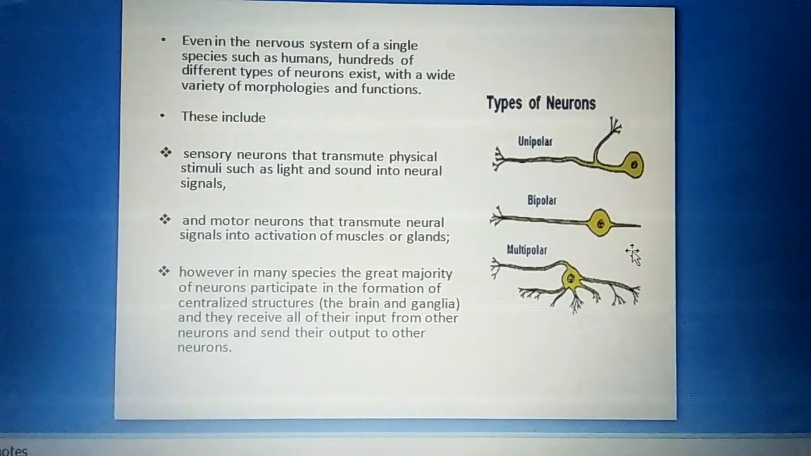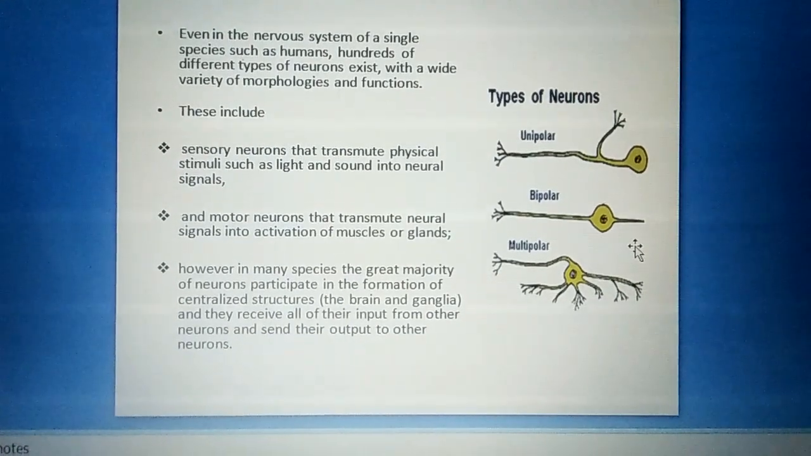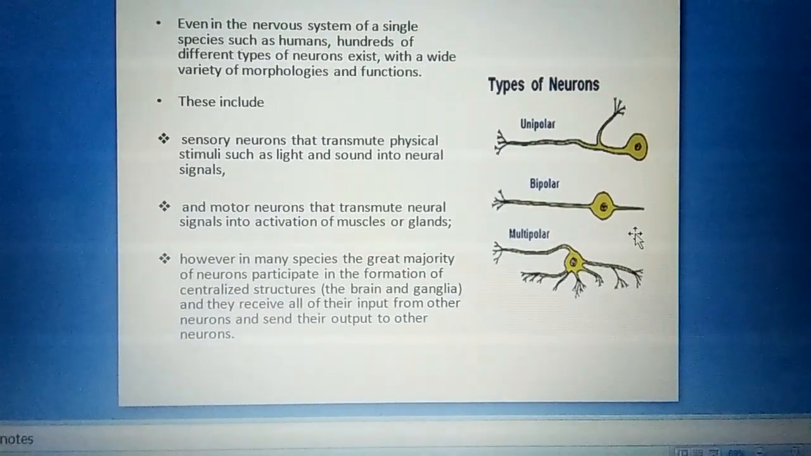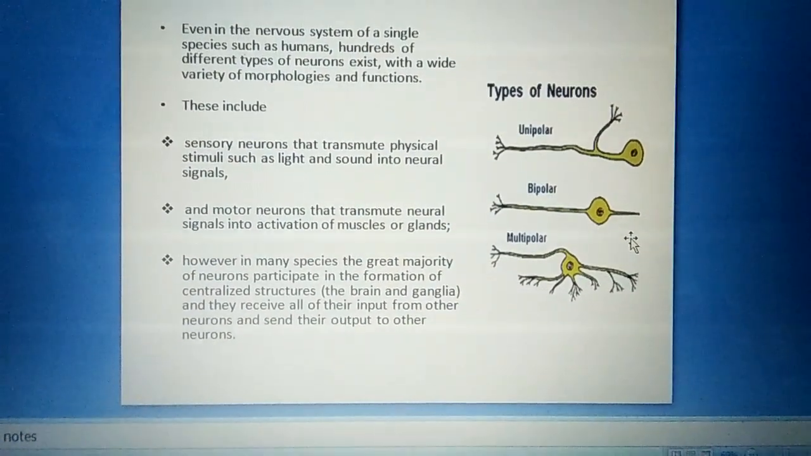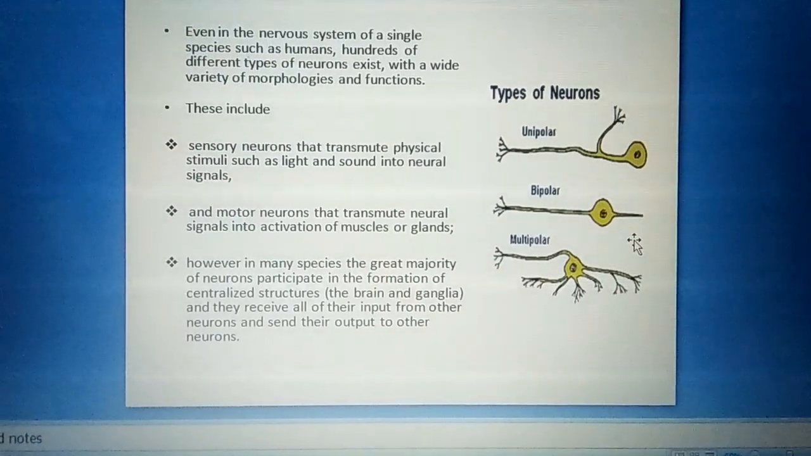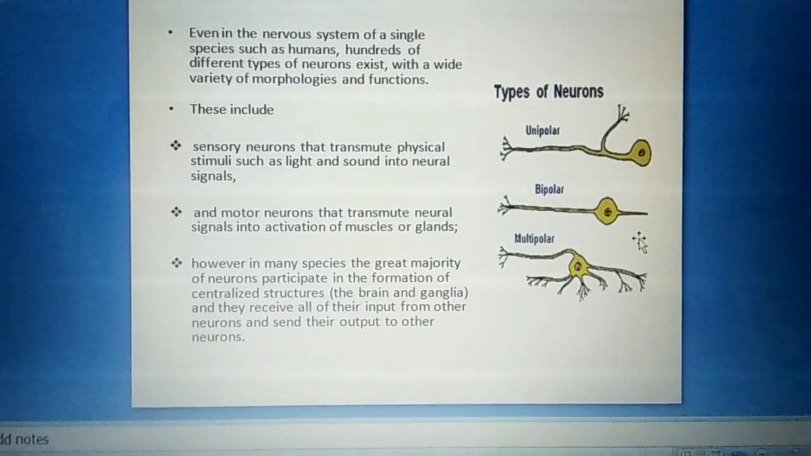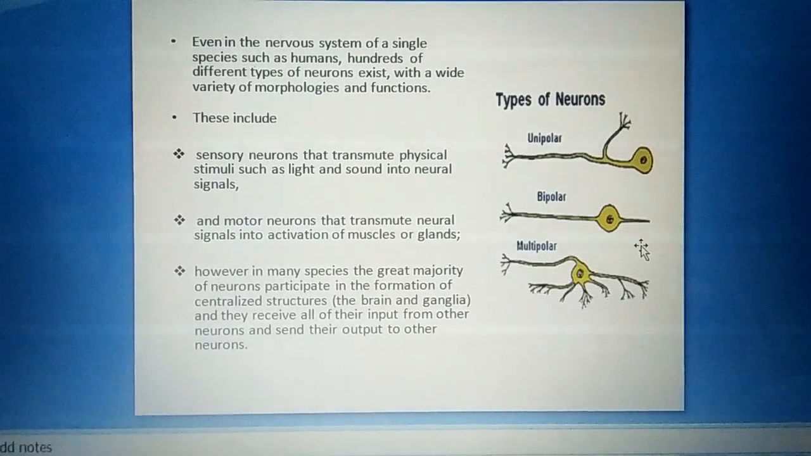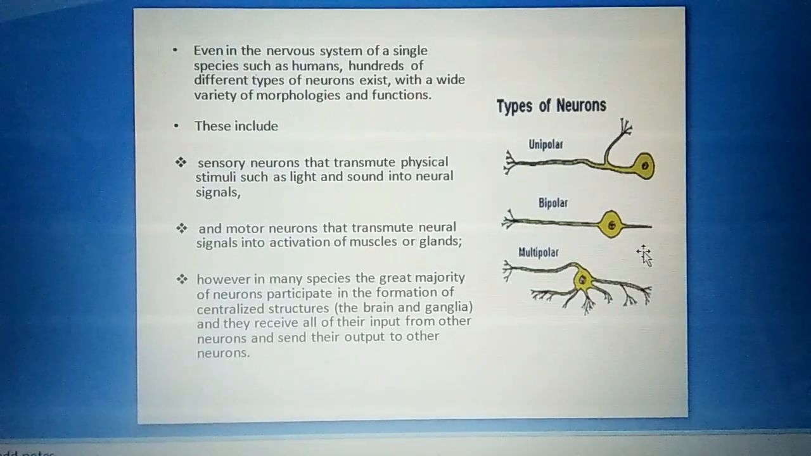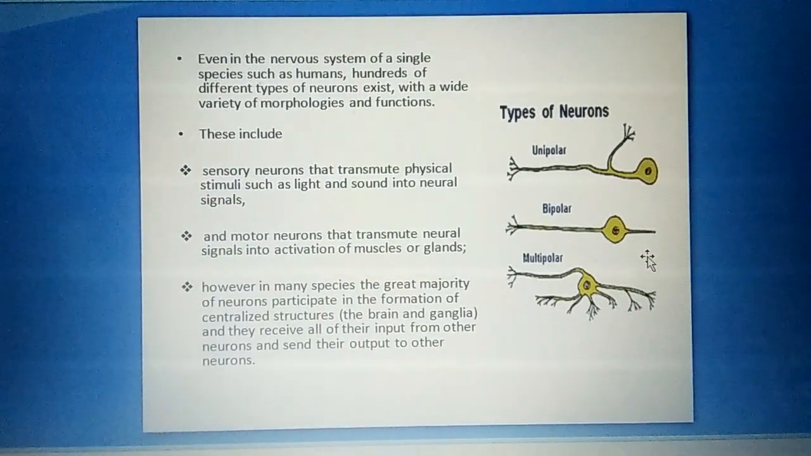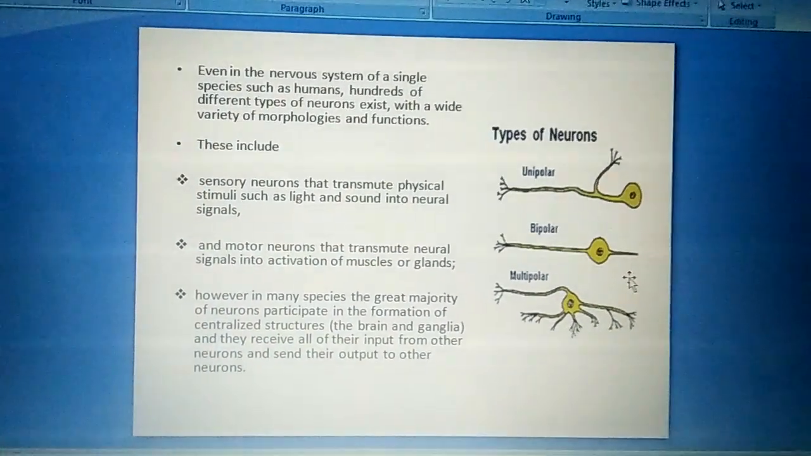Even in the nervous system of a single species such as human, hundreds of different types of neurons exist with a wide variety of morphologies and functions. Sensory neurons transmit physical stimuli and motor neurons transmute neural signals into activation of muscles or glands. However, in many species, the great majority of neurons participate in the formation of centralized structures, the brain and ganglia, and they receive all of the input from other neurons and send their output to other neurons. Unipolar, bipolar, and multipolar are the types of neurons.